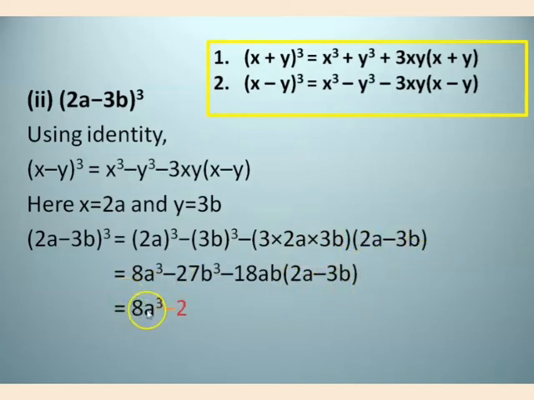So this can be written as 8a cube minus 27b cube minus 18 into 2 is 36. So 36, you have a and you get multiplied by a gives a squared. So 36a squared b, 18ab into 3b, that can be written as 54ab squared. You have minus symbol here and a minus symbol here, so that's why we are writing a plus symbol.